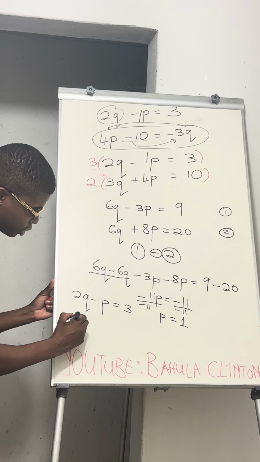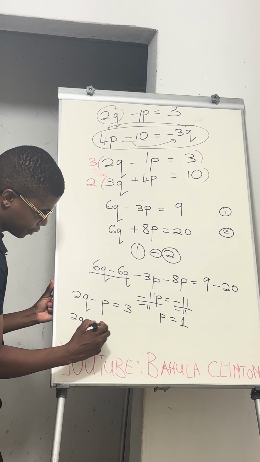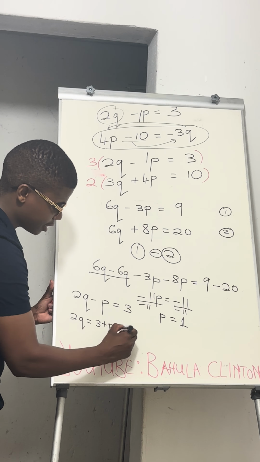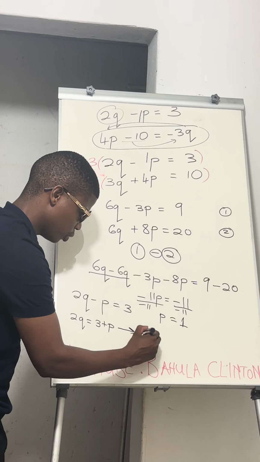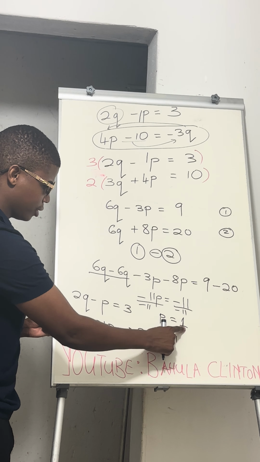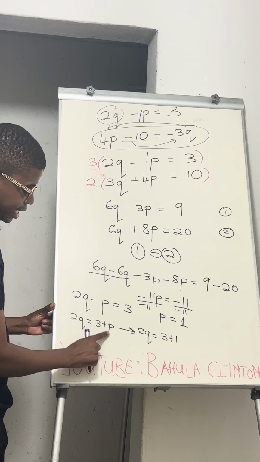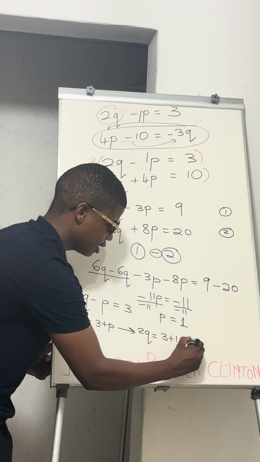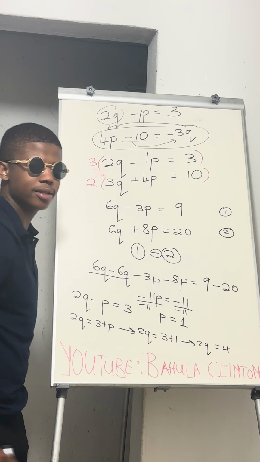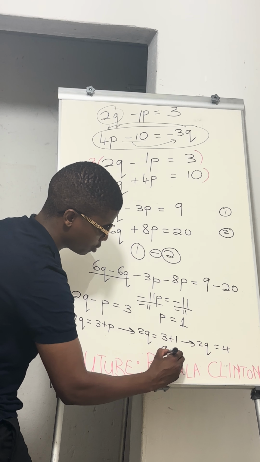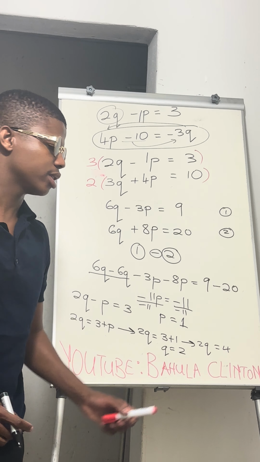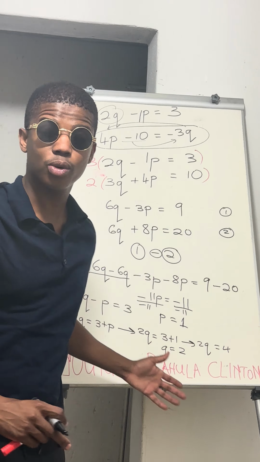Alright? Then I'll say 2q equals to 3 plus p. So I took the p to the other side. And this leads to 2q equals to 3 plus 1. Remember? p equals to 1. So where I see p, I put 1. And this leads to 2q equals to 4. Dividing both sides by 2 will make q to be equals to 2. And your p is 1, your q is 2. And that is simultaneous equation solved.